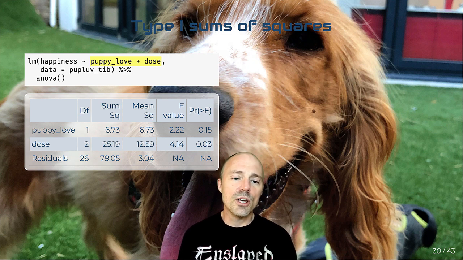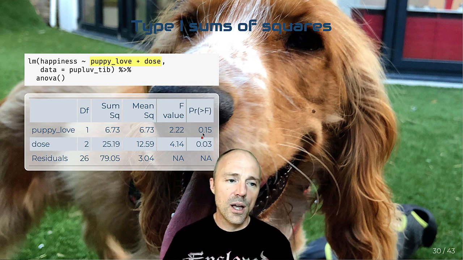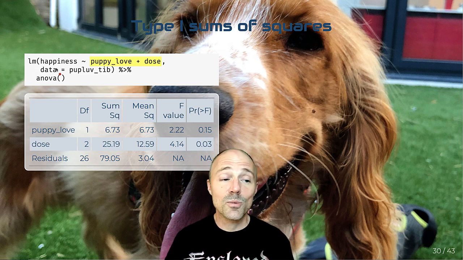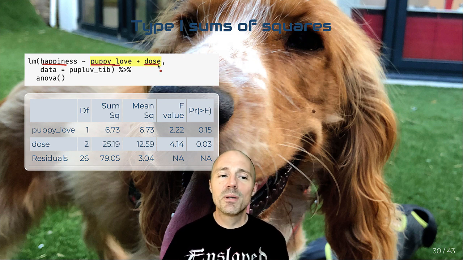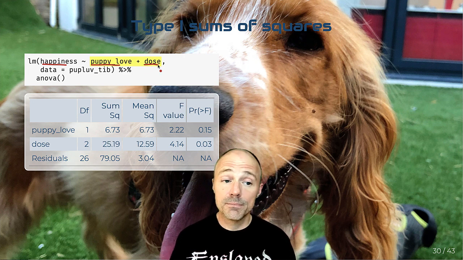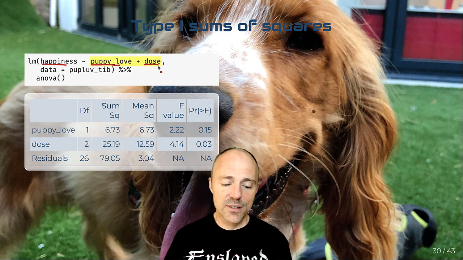So just to show you what I mean by all of this, here is an example of fitting this model with type 1 sums of squares. Over here, I've highlighted the fact that we're fitting the model in the standard way in R, predicting happiness from puppy love and dose, and we have entered puppy love into the model first. The table below shows the results that we get.